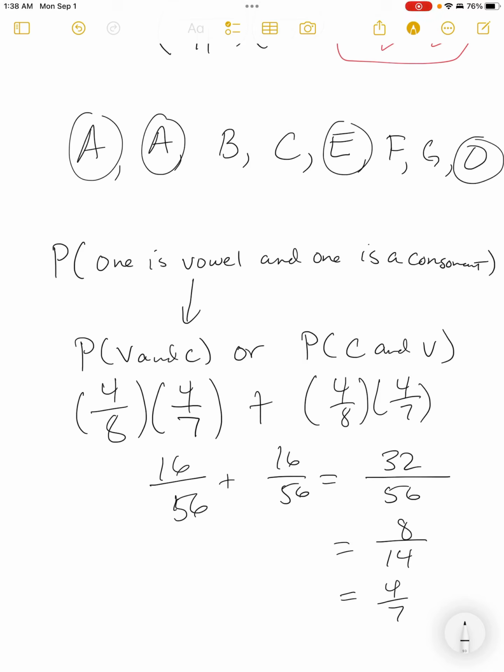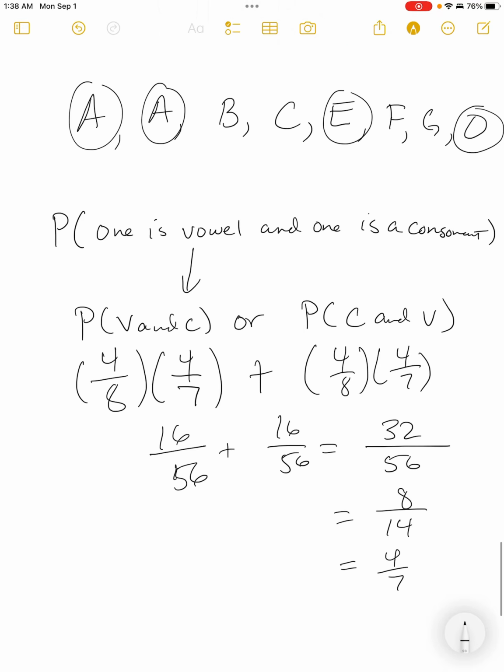But if they're not specifying an order, you have to account for the fact that it could happen in multiple ways. And so that's what's happening here. I wouldn't be locked into just getting a vowel first. It could be the consonant that happens first. But if it's the vowel that happens first, then a consonant must come second. And if it's a consonant that happens first, a vowel must come second.